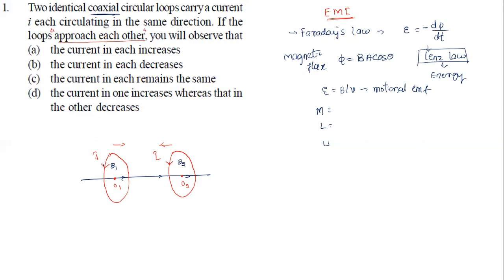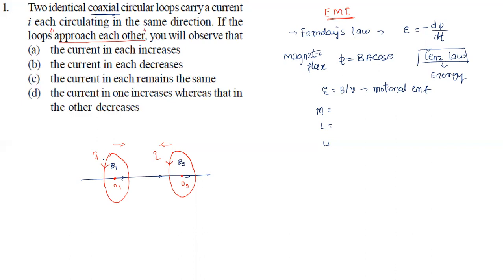The induced current is there here. Initially there was some current. Because of that current, there is a magnetic field. And since both the coils are approaching each other, the magnetic flux keeps on increasing. As the magnetic flux keeps changing, it will give us an induced EMF. In what direction will that induced EMF, or induced current, be?